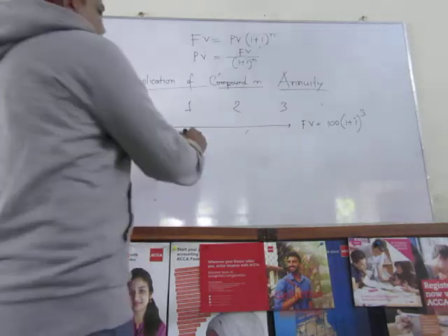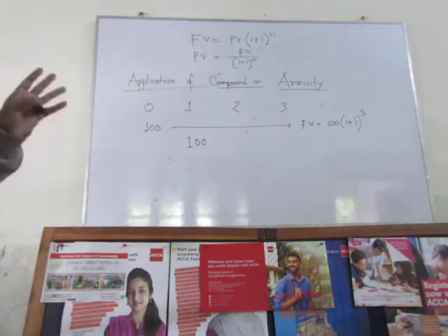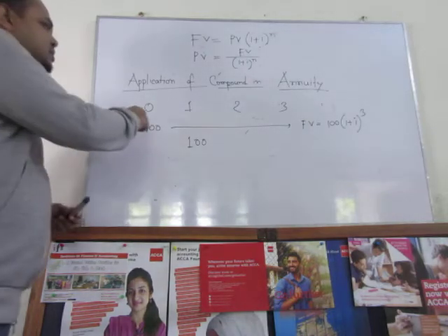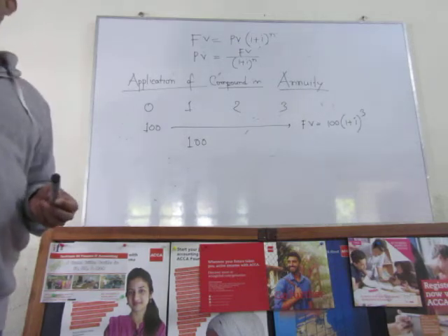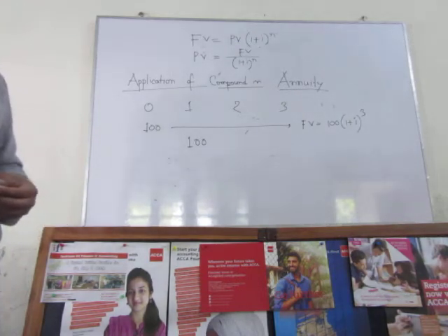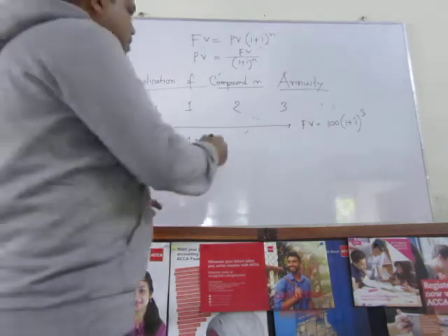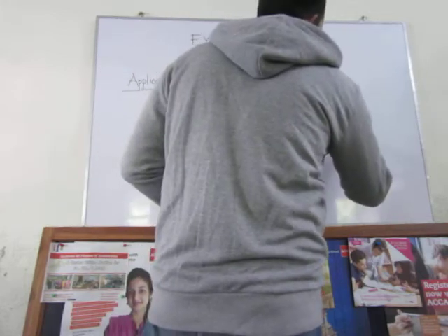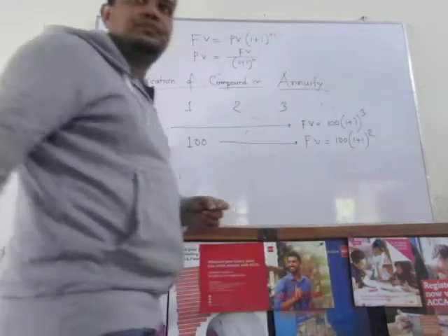Then in year 1, you have invested another $100. That means 0 always means the starting point. In this case, we will think 0 means the investment starting year. In year 1, we will invest $100. It will remain 2 years. So this amount's future value will be 100 into (1 plus i) to the power 2.